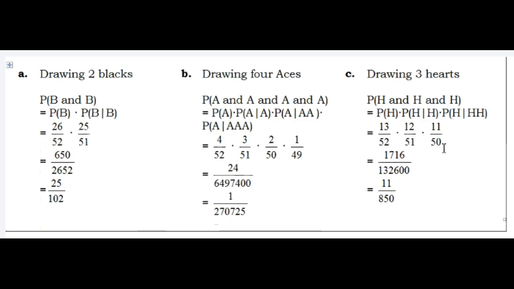The product of these 3 fractions is 1,716 over 132,600. We can reduce that fraction to 11 over 850.